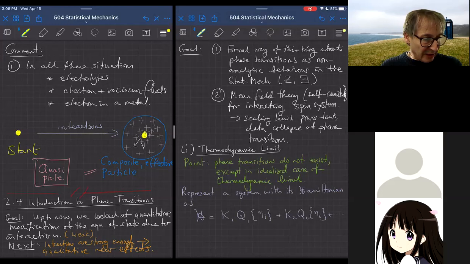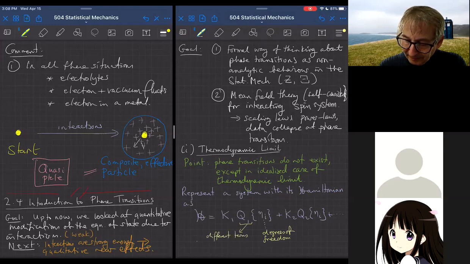Well, what I'm trying to say is this. So the etas are the degrees of freedom. These Q's are combinations of those degrees of freedom. So they represent different terms in the Hamiltonian, such as kinetic energy, and terms in the potential energy.